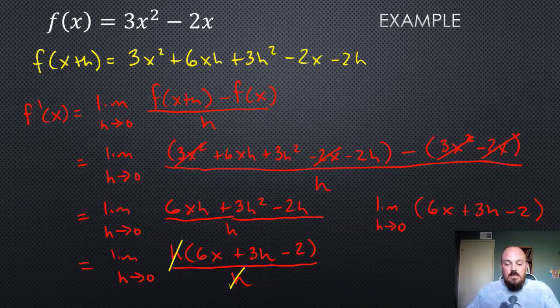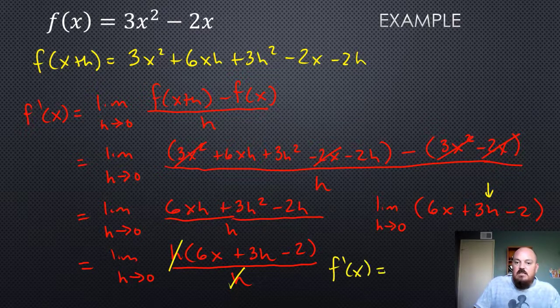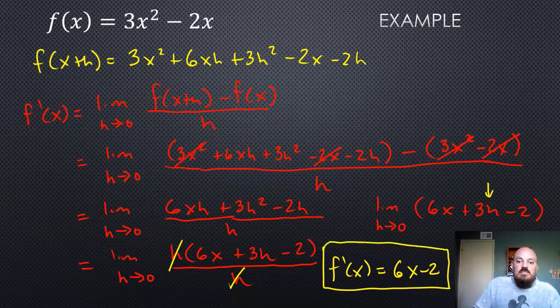Now what you want to do is direct substitution. So you're still plugging in a 0 for any h's that are left after you canceled out that one. And I have one right here. Now when you plug in a 0 for something, it basically just disappears. 3 times 0 is 0. So my final answer to this question, if I plug in a 0 for that h, my final answer for f prime of x is what's left over. That's 6x minus 2.